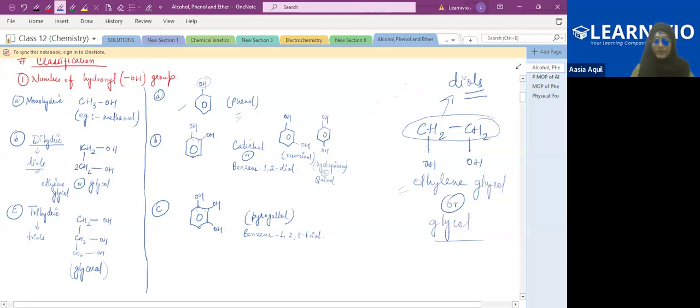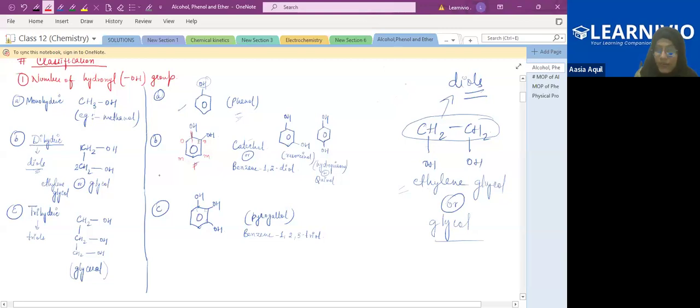Now see, in the aromatic system, if two hydroxyl groups are attached, this is a phenol. Corresponding to this phenol, what are the positions called? This position is ortho, this is meta, this is para. Again, this is meta, ortho, and this is para. So when the hydroxyl groups are adjacent to each other.